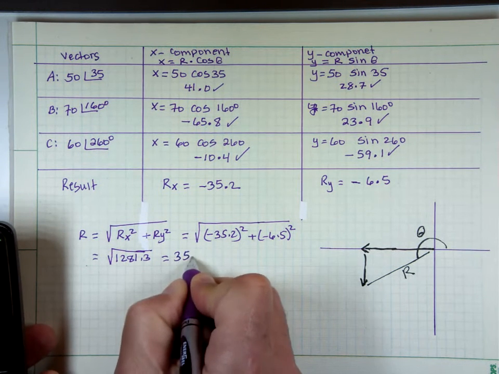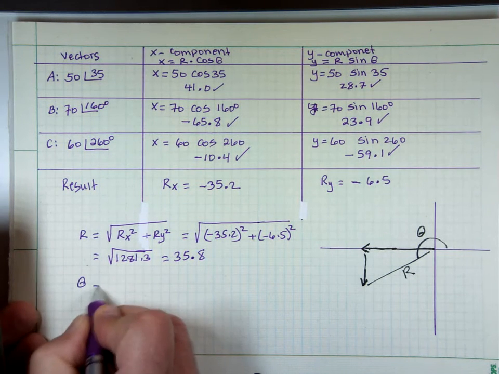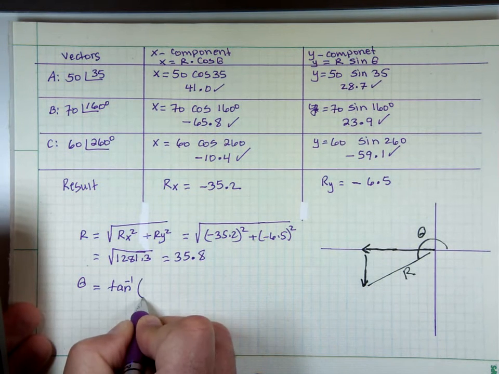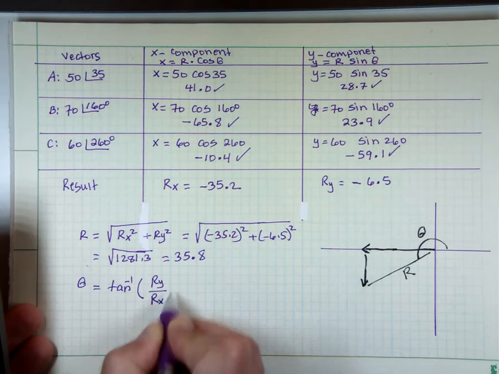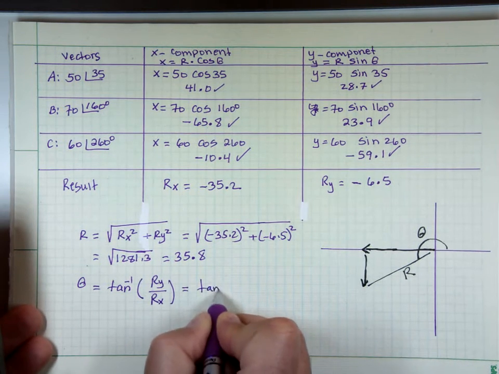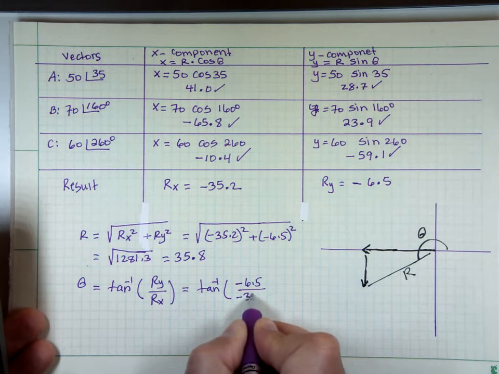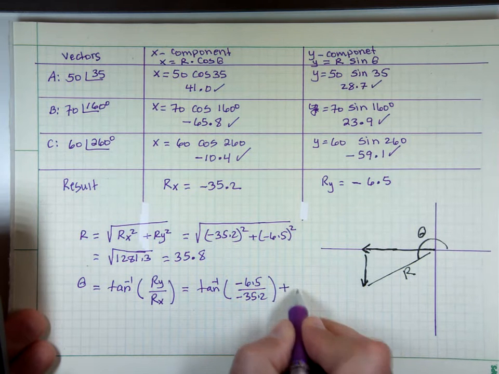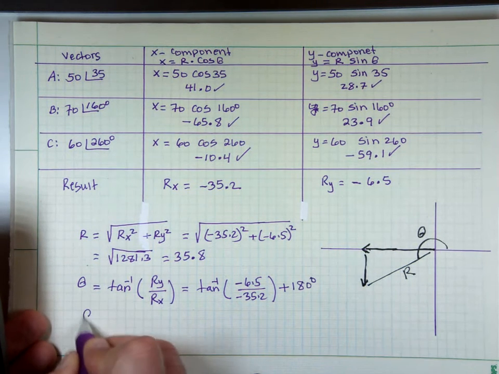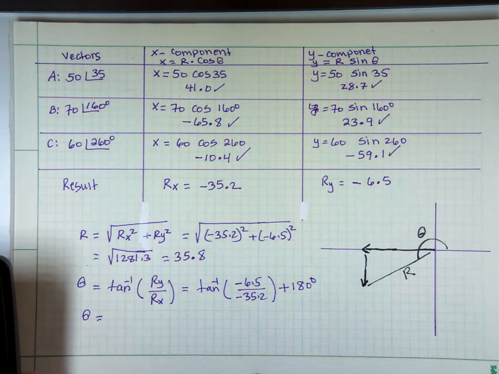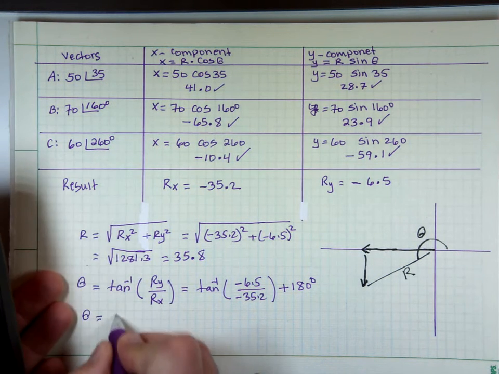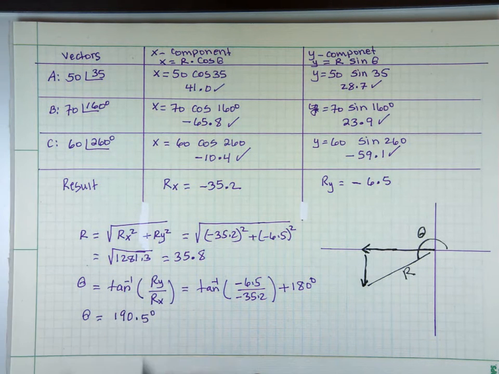And theta will be the inverse tangent of the y value over the x value. The inverse tangent of y. What is y? Negative 6.5, negative 35.2. You are in the third quadrant. Make sure you add 180 degrees to your answer. Inverse tangent, parentheses, 190.5. So the result is actually 35.8. The angle 190.5.